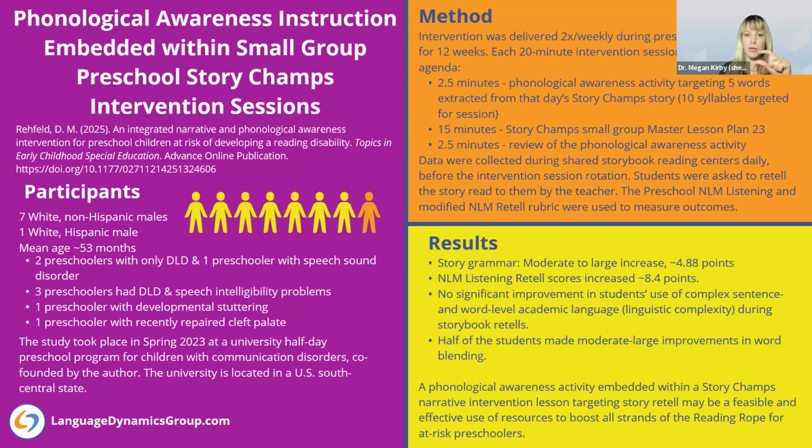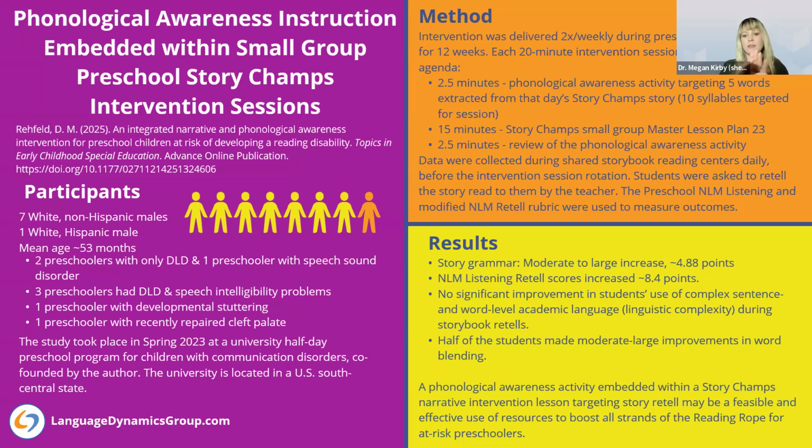In the first 2.5 minutes of the lesson, and it was always a 20-minute lesson, specifically the first 2.5 minutes, they reviewed, I believe, 5 words. So 5 words were picked out from the story that was going to be read that day in Story Champs. And then he picked 10 syllables that were going to be targeted for that phonological awareness instruction.